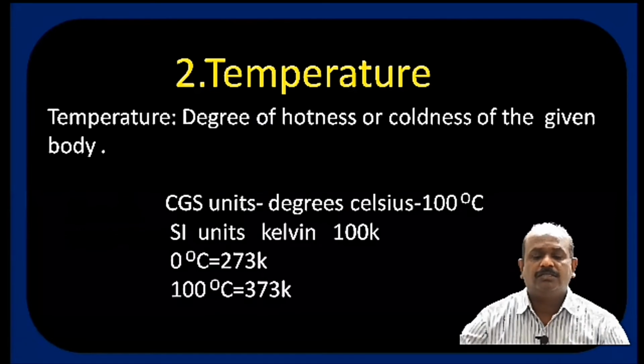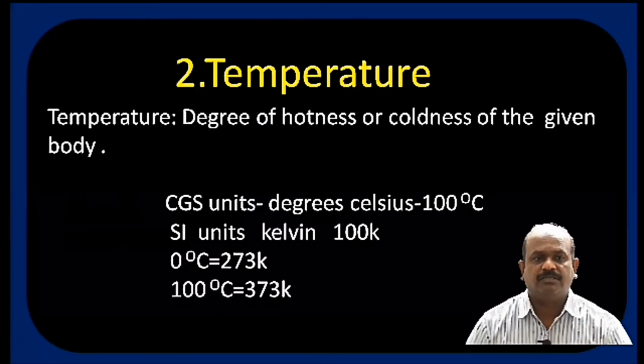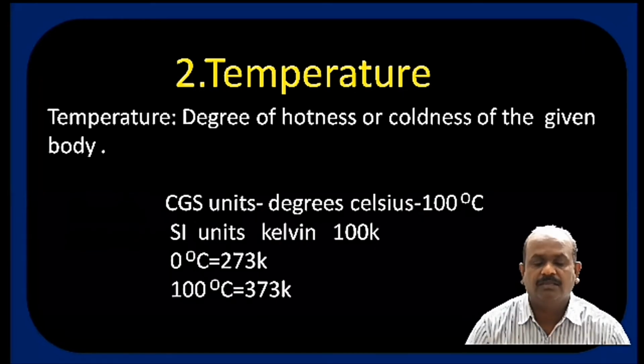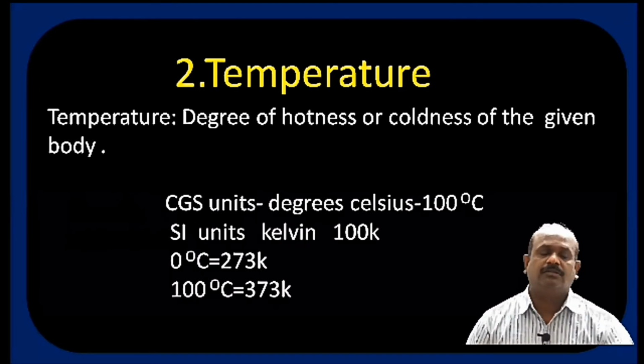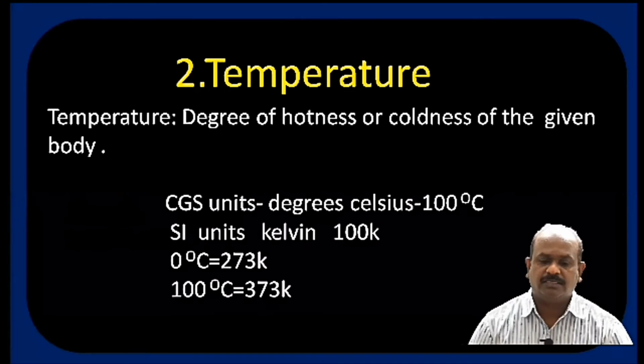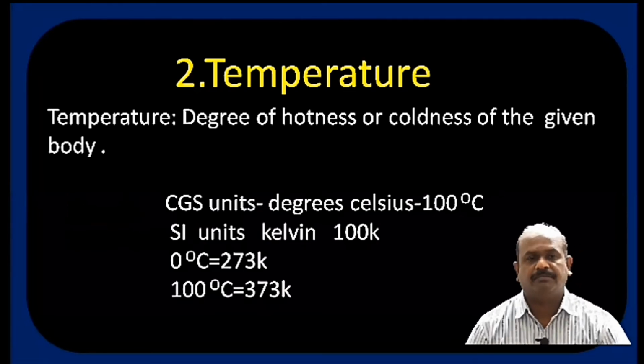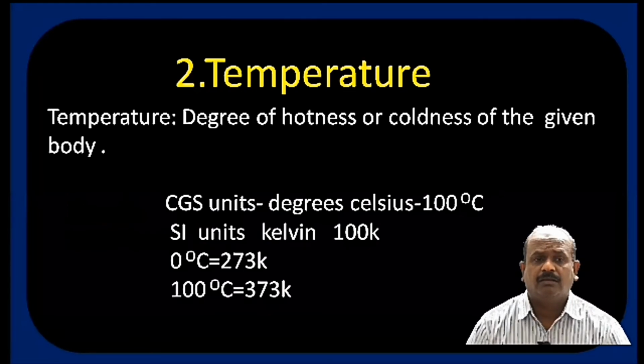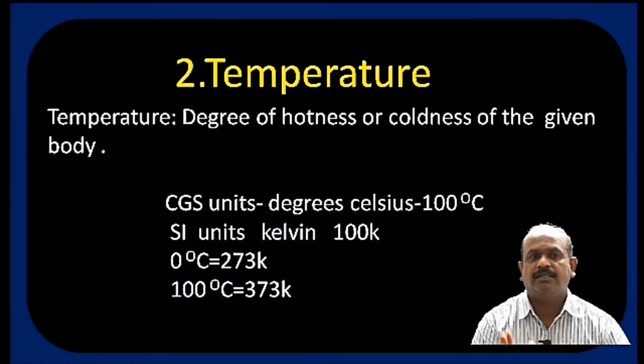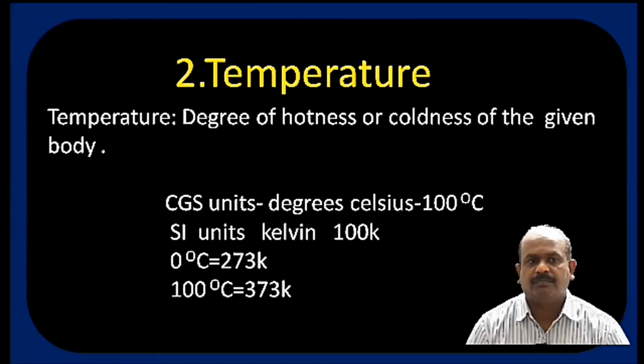Now, what are the CGS units of temperature? It is degrees Celsius. CGS unit of temperature is degree Celsius and SI unit is Kelvin. We write like this: 100 degrees C. 100 degrees C means 100 degrees Celsius. And Kelvin 100 K. 100 K means 100 Kelvins.